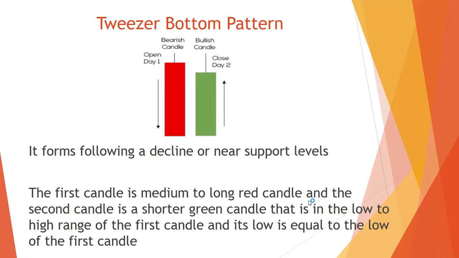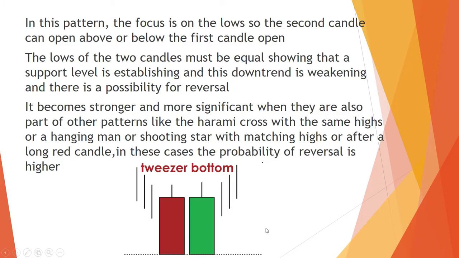The opposite of that one is the tweezer bottom pattern. It forms following a decline or near support levels. The first candle is a medium to long red candle, and the second one is a shorter green candle that is in the low to high range of the first candle, and its low is equal to the low of the first candle. In this pattern, the focus is on the lows, so the second candle can open above or below the first candle open. The lows of the two candles must be equal, showing that a support level is establishing and that the downtrend is weakening, and there is a possibility of reversal.